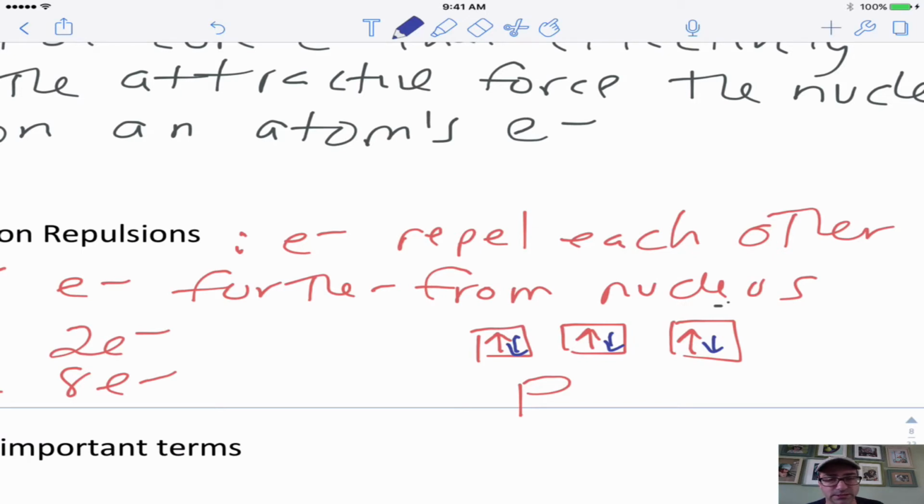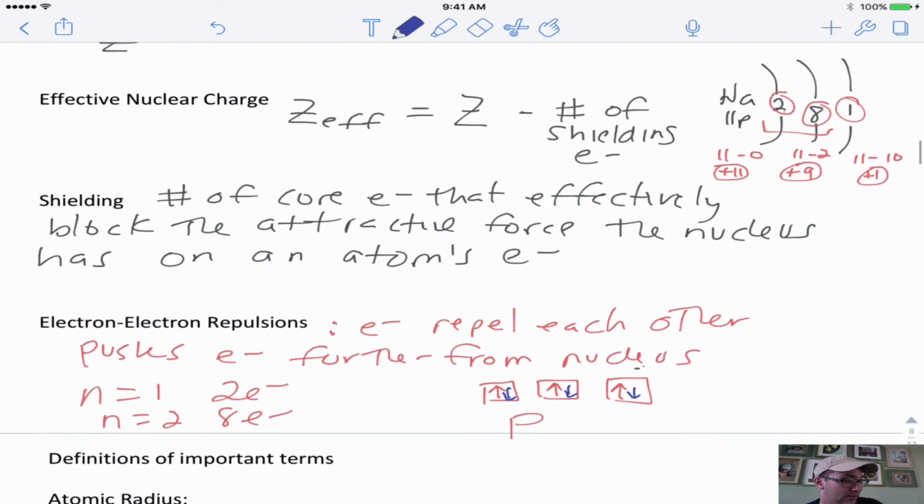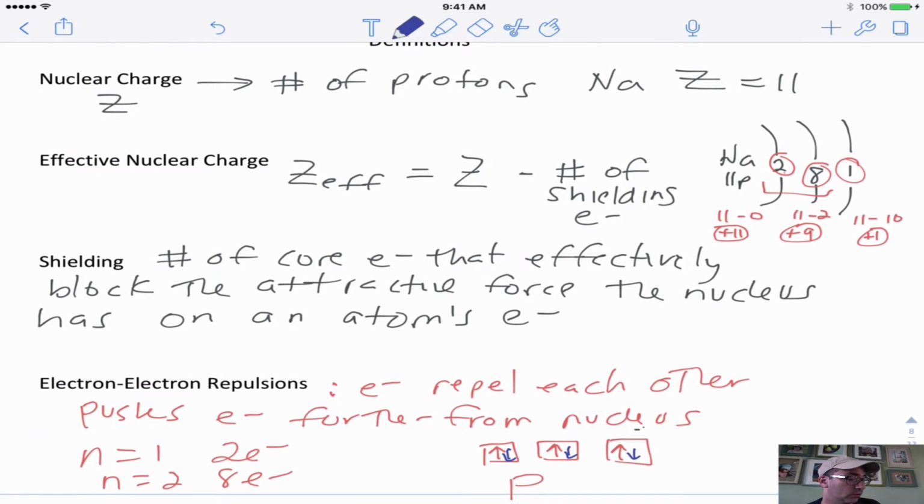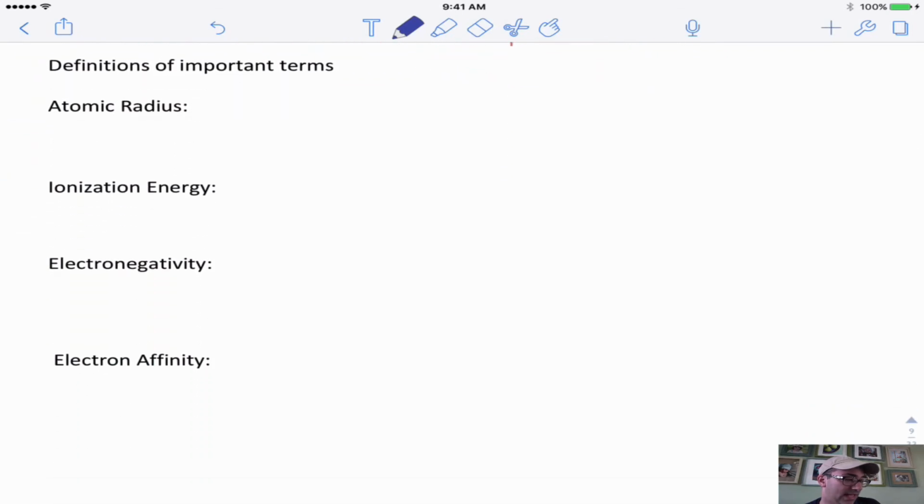The question is when we start looking at all of these factors together, how does the nuclear charge either overtake the repulsions or the repulsions overtake the nuclear charge? How does the shielding play a role? So these things all kind of come together, these 4 ideas. Now, they affect the properties of the atom. And these are the 4 definitions that I want to go over today before we stop.